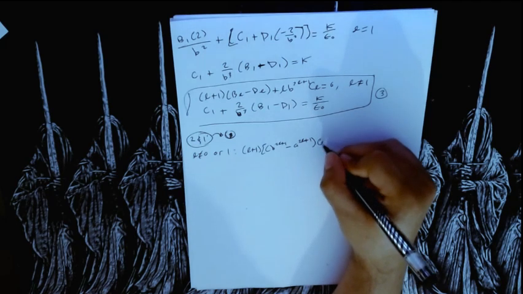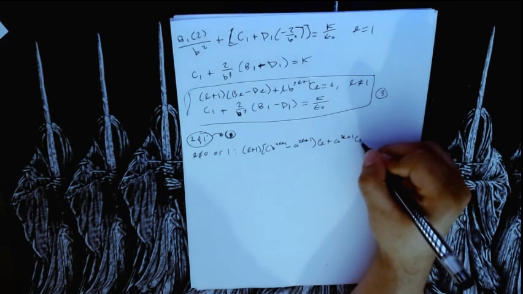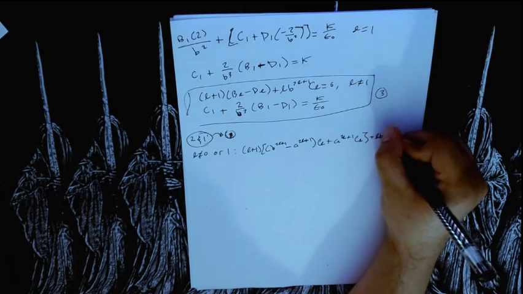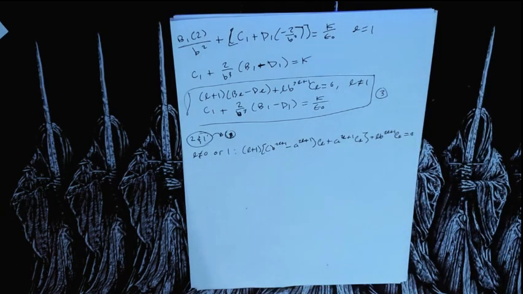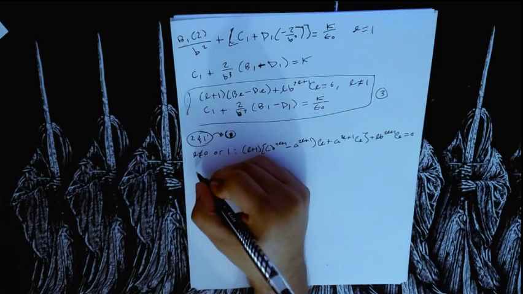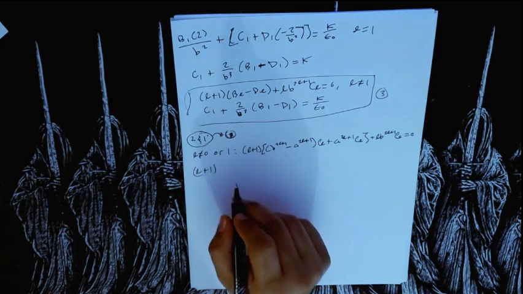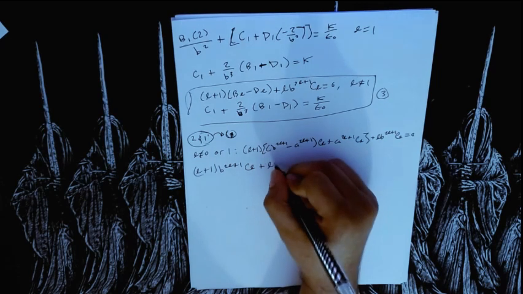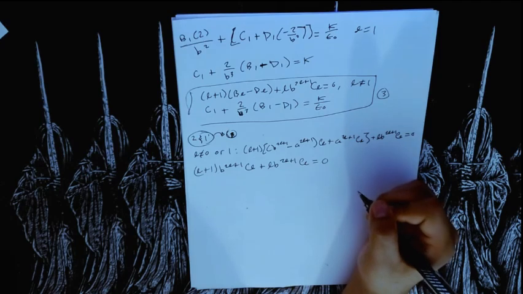This will be C of L plus A to the 2L plus 1 C of L plus L B to the 2L plus 1 times C L. This will equal 0. Let's simplify this a little bit more. It'll be L plus 1. B of 2L plus 1 C of L plus L B 2L plus 1 C L is going to equal 0.